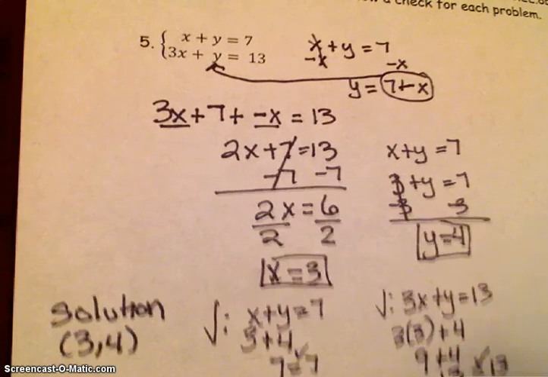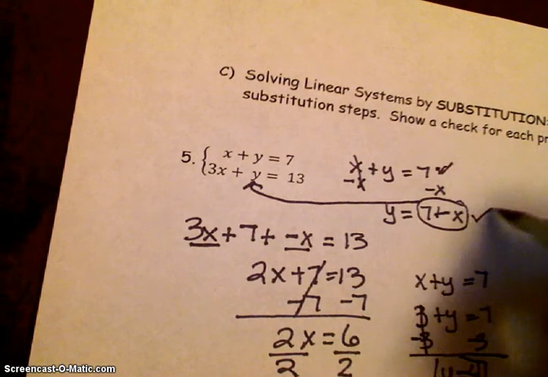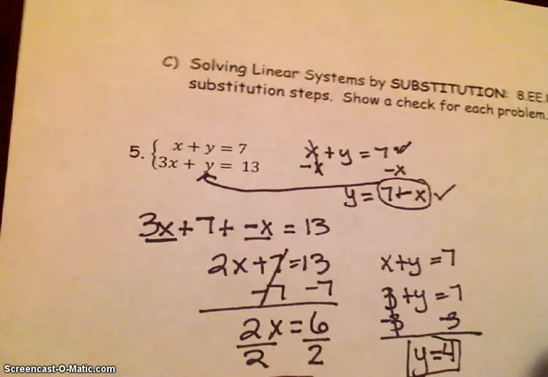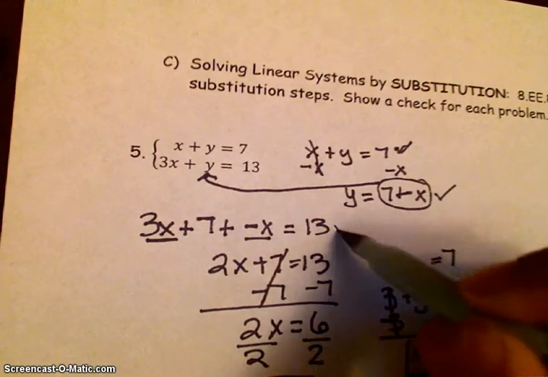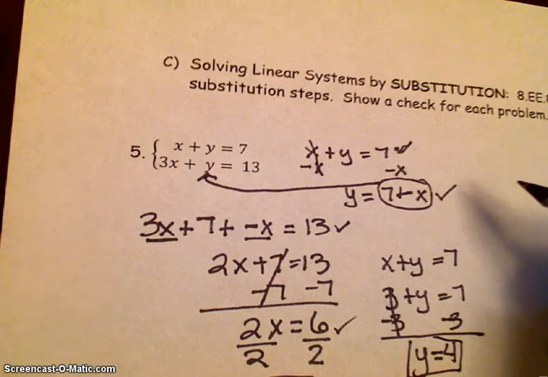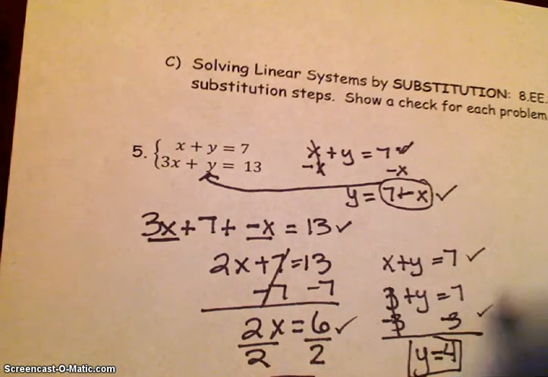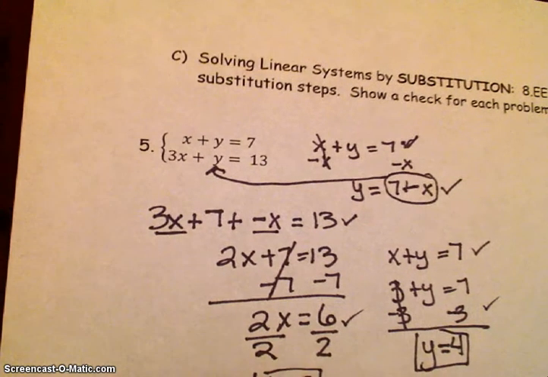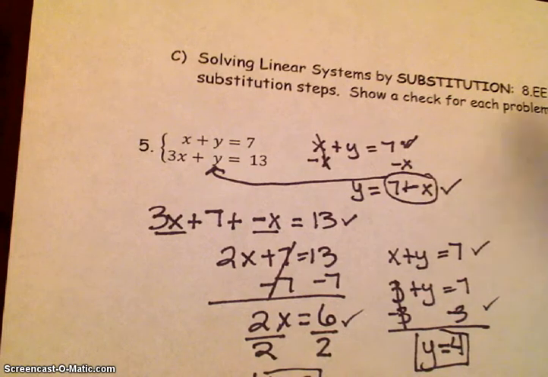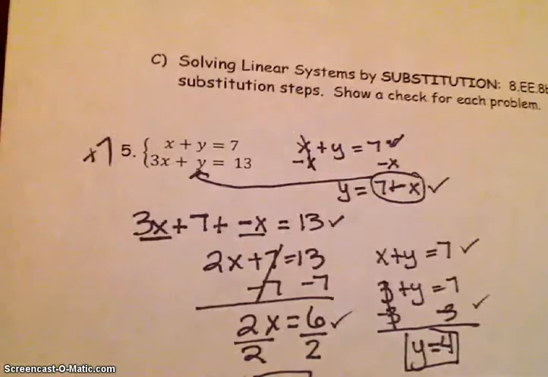So what I'm looking for in this problem is that you got the first equation into the form y equals 7 plus a negative x. Then you substituted correctly and solved correctly. And then I'm looking that when you got your x, you substituted in correctly and solved correctly to get your y. I'm looking that you wrote out your solution correctly, and then that you checked both equations. So this problem was worth 1, 2, 3, 4, 5, 6, 7 points. A total of 7 points.